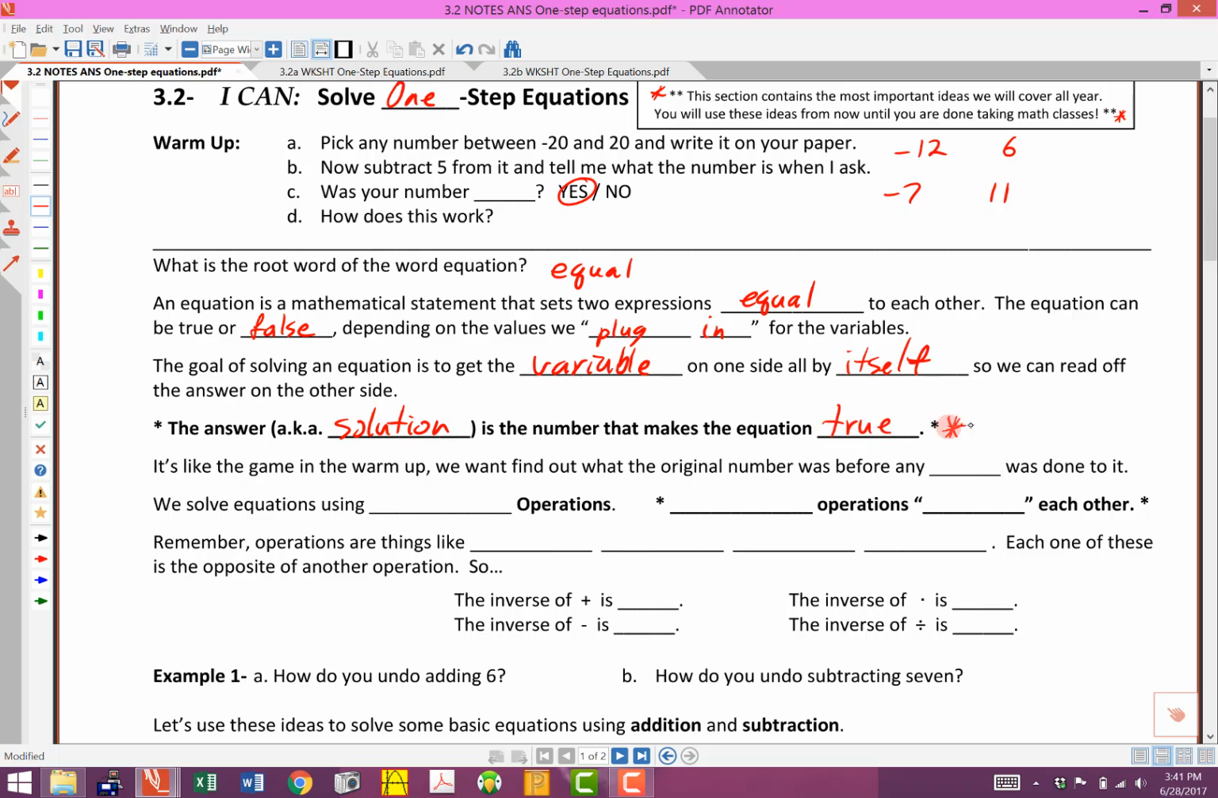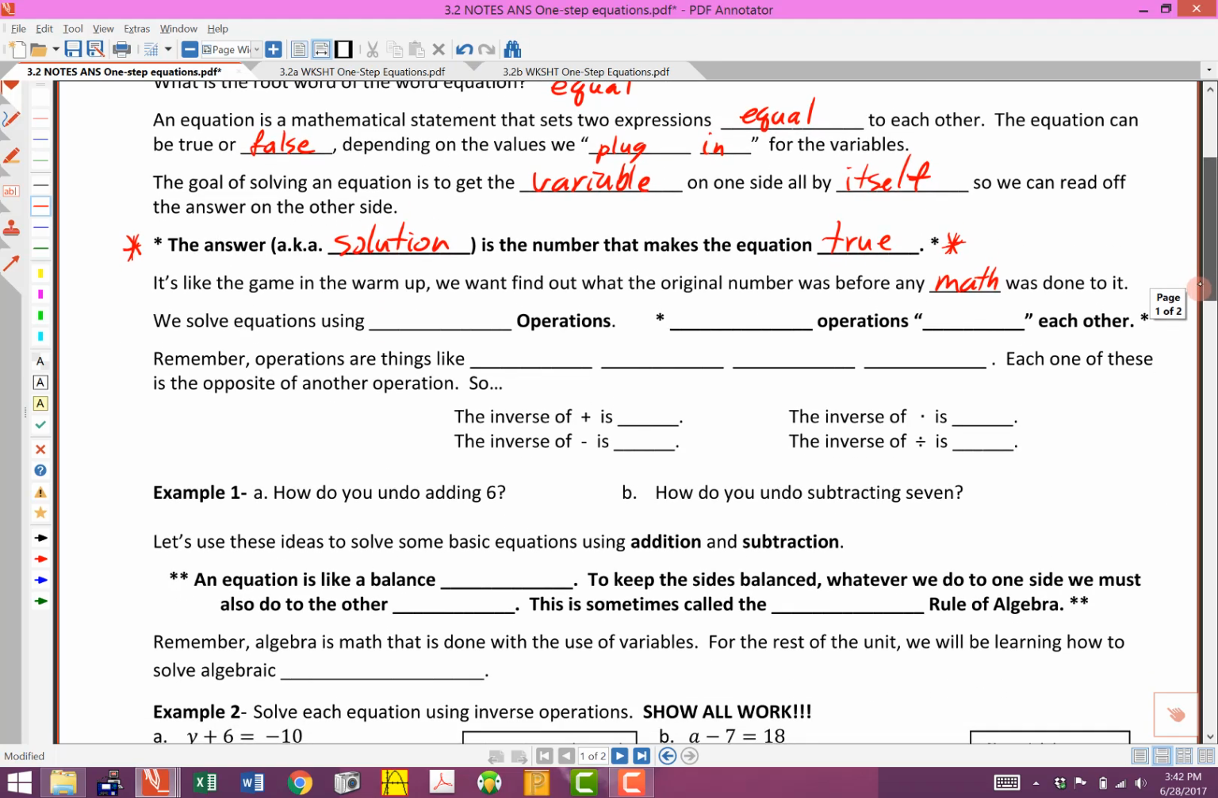Now this is a big deal and I want you to put an extra set of asterisks on that. The answer is the number that makes the equation true. So it's the number that we can plug in to make the equation true. We don't want a false equation, we want a true equation. We want the two sides to be equal to each other. So it's kind of like the game in the warm-up. What we want to do is find what the original number was in the equation before any math was done to it. And there's a really specific way that we're going to go about doing that.